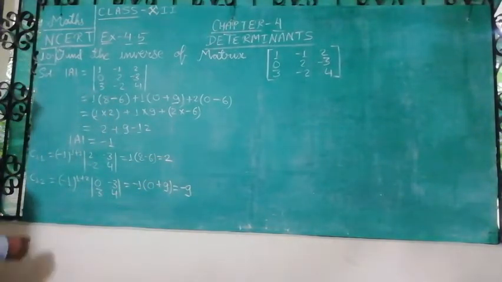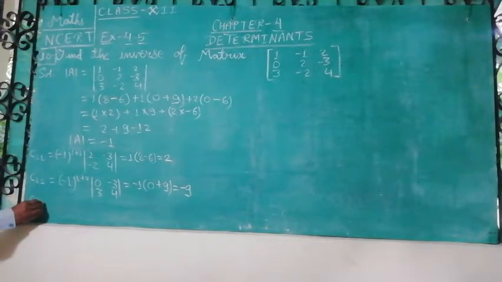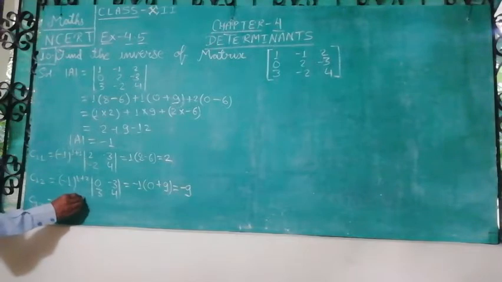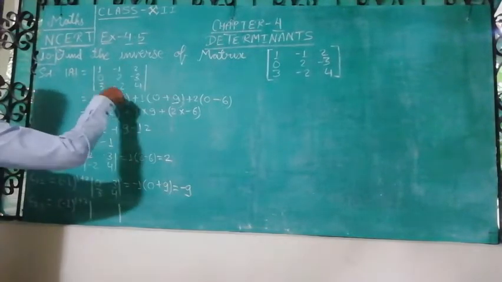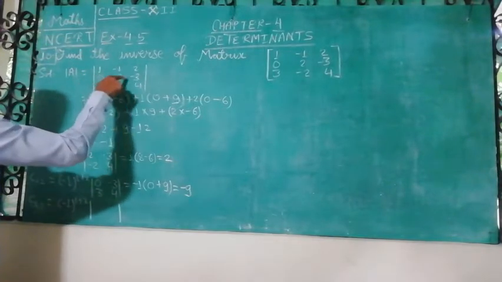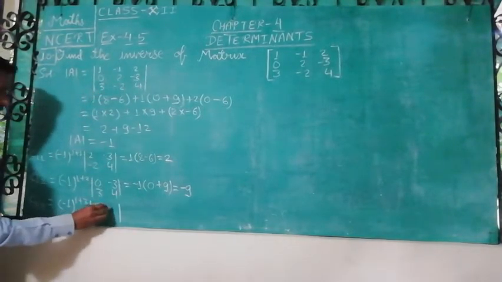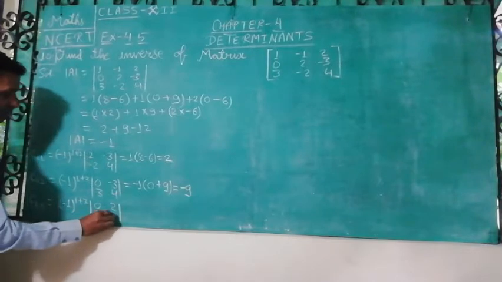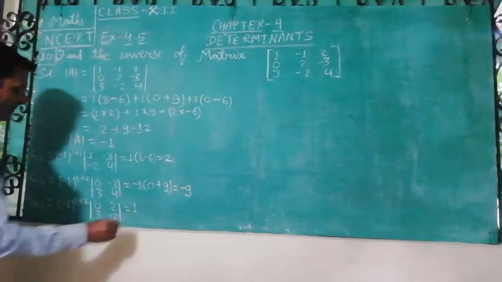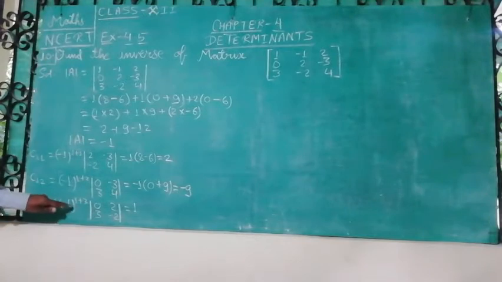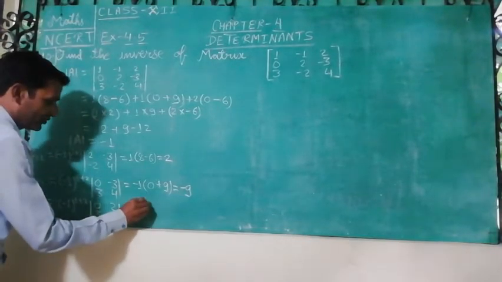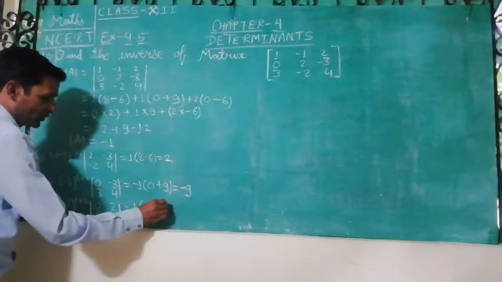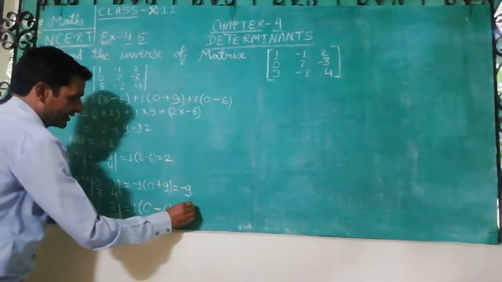Now C13. C13 is equal to (-1) raised to the power 1 plus 3. And in determinant 1, 3 means the first row and third column will be eliminated: 0, 2; 3, -2. So it will be equal to plus 1, because 1 plus 3 is 4, an even number, so (-1) raised to the power 4 is 1. And 0 into -2 is 0, minus 3 2s are 6. So it will be negative 6.